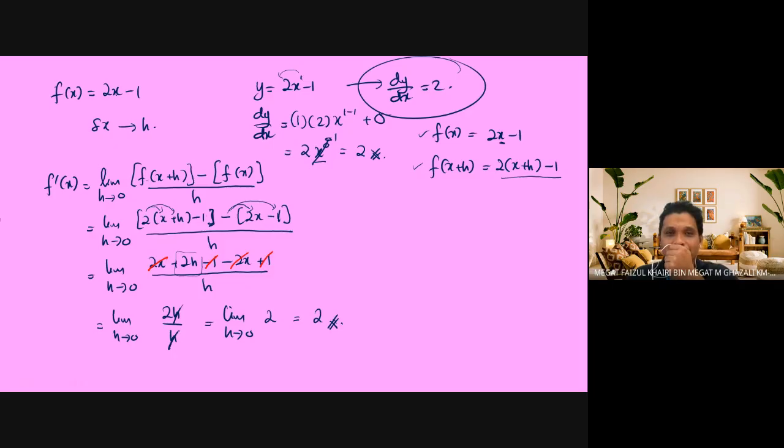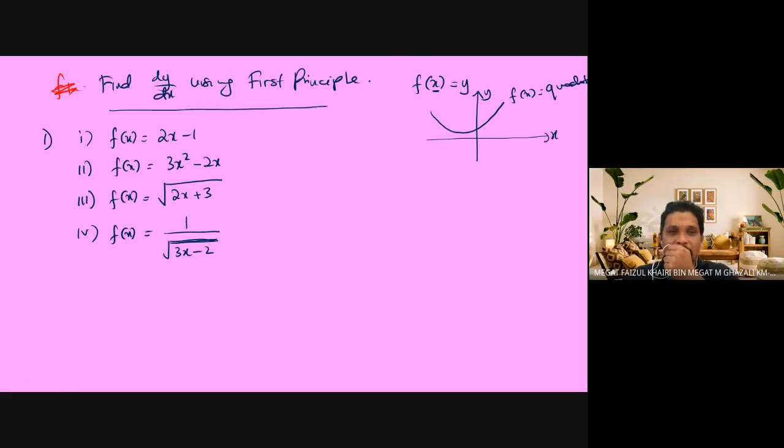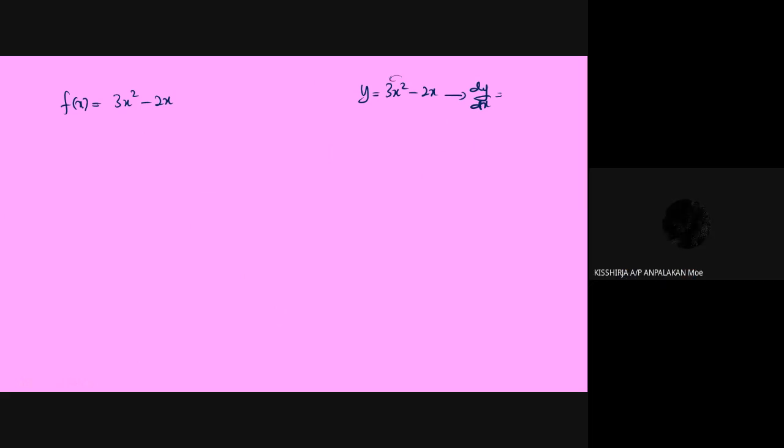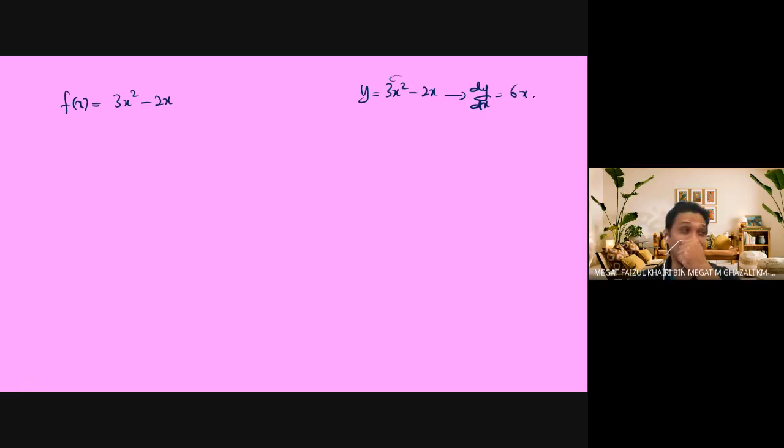Okay, 3x squared minus 2x. So f(x) equals 3x squared minus 2x. Okay, so y equals 3x squared minus 2x. So then dy/dx equals 2 times 3, equals 6x minus 2. 6x minus 2. Good.